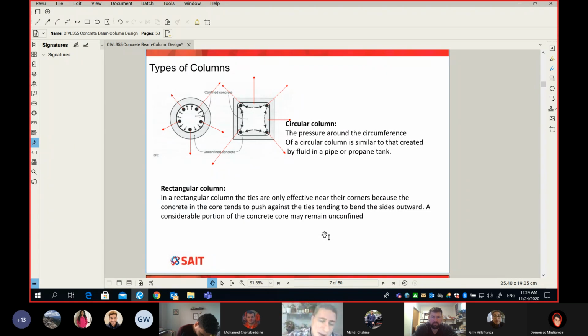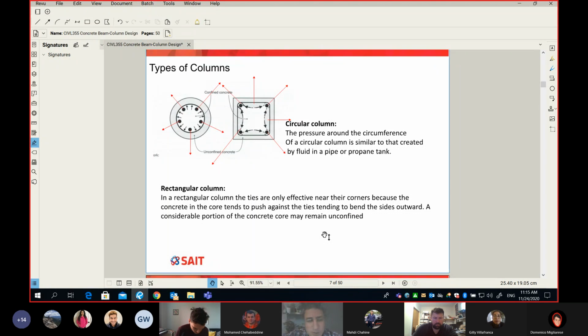Now, one thing I want to mention is that a spiral works only if you have a circular column. Do you agree? Can we get a square column and make it spiral? No. So let me tell you, every spiral column is a circular column, but not every circular column is a spiral column.